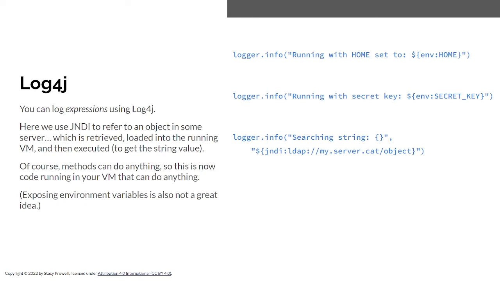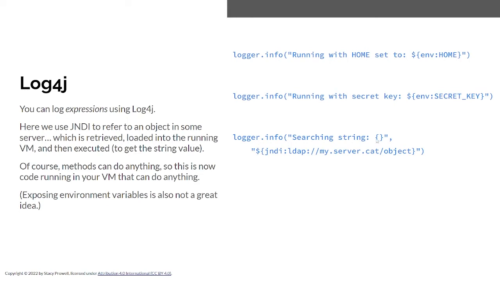Well, here's how this gets exposed in log4j. I have a logger, which is an instance of a class, an object created by log4j, and I'm going to write, let's say, an info message. There are different levels of message: error, debug, info, so on. And I say I'm running with home set to, and look at this, I can pull in an environment variable like home and say where that is. That's awesome, right? It's awesome. I could say running with secret key and give you the secret key. That's cool-ish, I guess, probably.